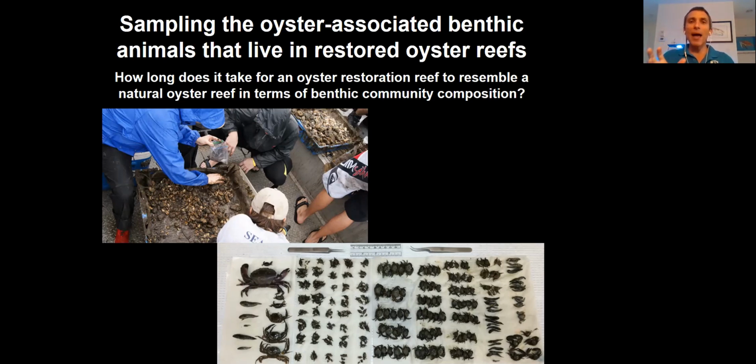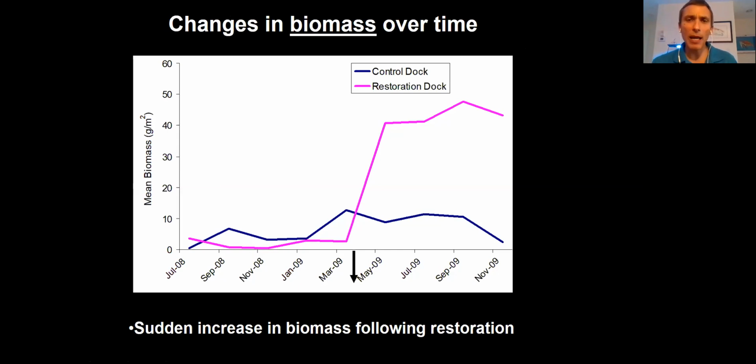It's hard to imagine just how many little animals live in a section of oyster reef. This sample that you see below came from one plastic tray, so about 2 feet by 2 feet. You see in here hundreds of little crabs, baby shrimp, baby fish, and all of these animals are indicative of a healthy oyster reef.